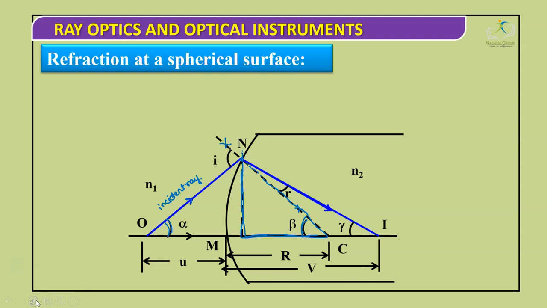If I trace back the light rays after refraction, we know that when light passes from the rarer medium to the denser medium, it bends towards the normal. This is the normal, and the light ray wants to go straight, but because of the change of medium it bends towards the normal. When I trace this ray back, it makes an image, which is I.